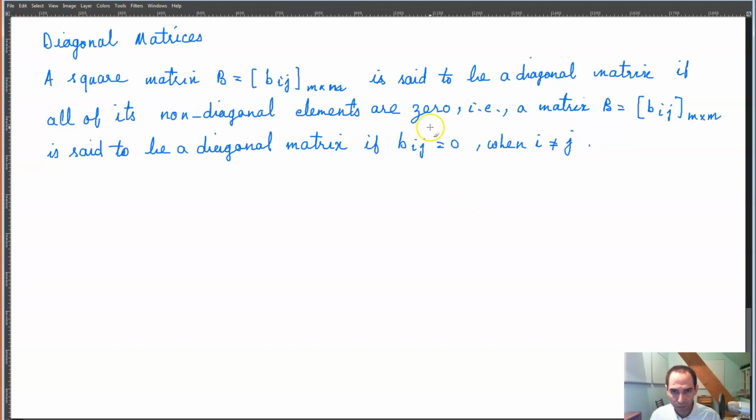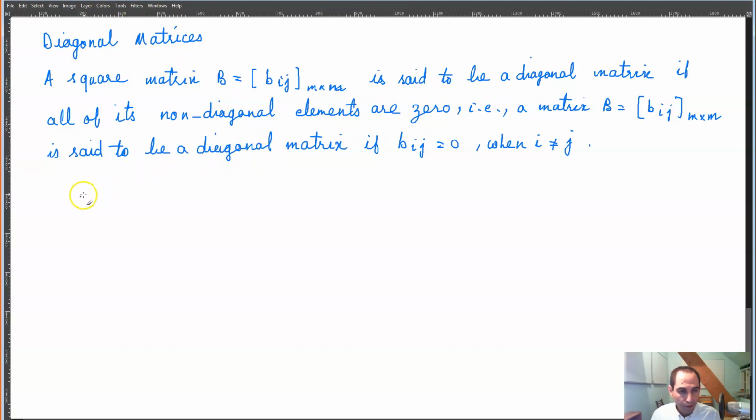Meaning that whenever i is not equal to j, whenever you're not across the diagonal, all of those elements are 0. Whenever you are across the diagonal, then it doesn't really matter whether they are 0 or not. The condition is that all of the non-diagonal elements are 0. If that's the case, then you can call it a diagonal matrix.